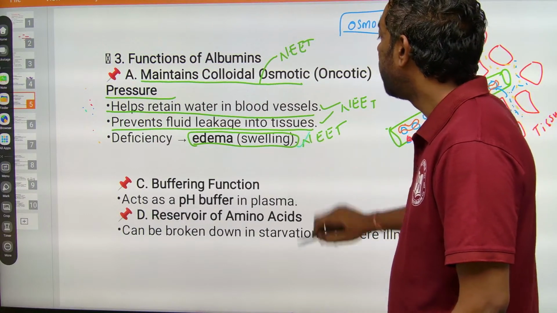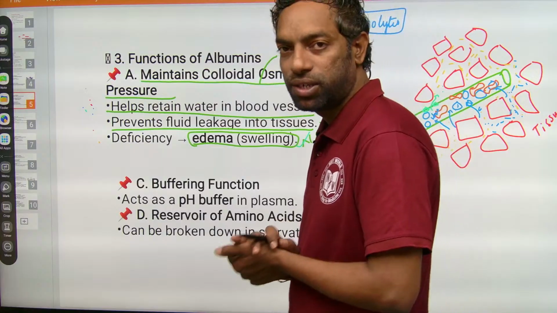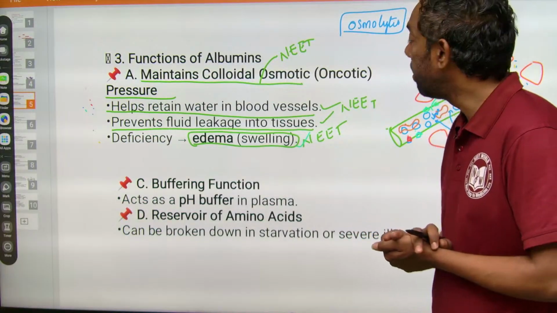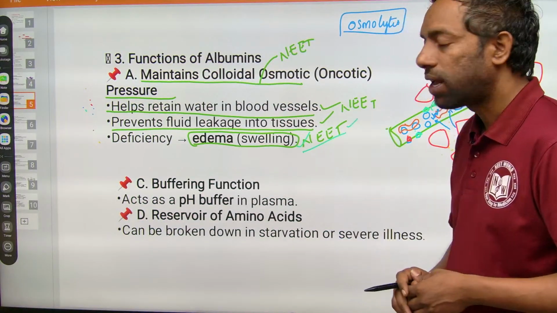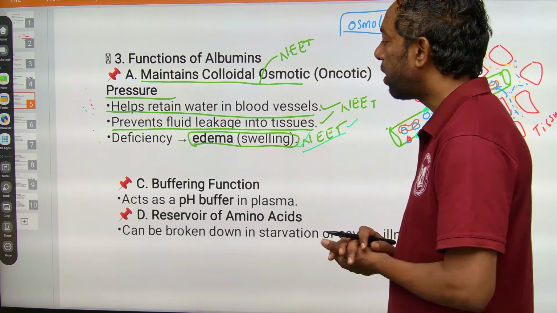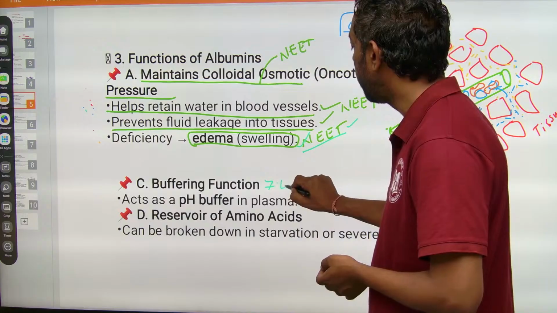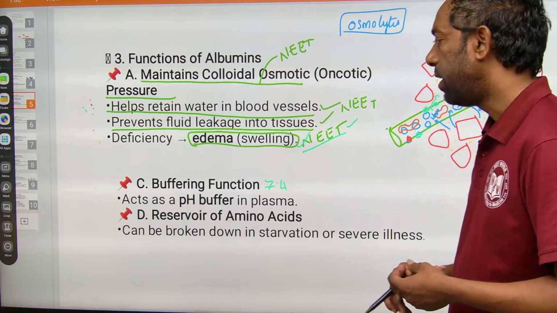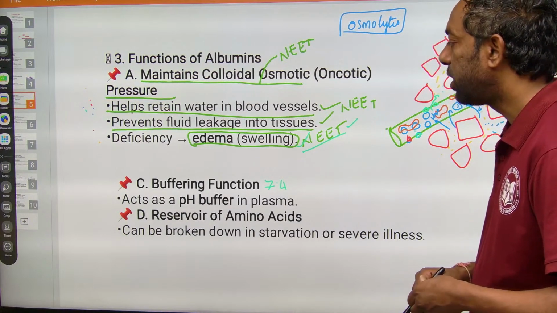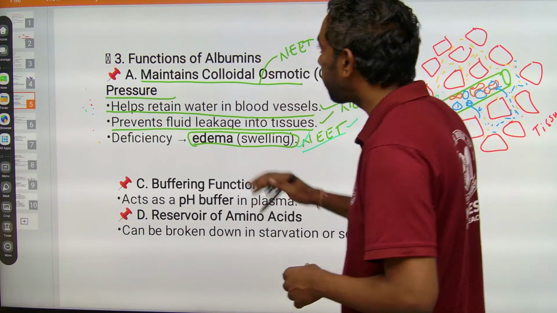If there is albumin deficiency, there is edema, water is going to be taken up by the tissue. That is called edema. This is important for NEET, guys. Due to lack of albumins, there is a disease called edema. And coming to the buffering function, of course, 7.4 blood pH is buffered because of albumins, and there is a reservoir of amino acids, which can be broken down in starvation or severe illness.